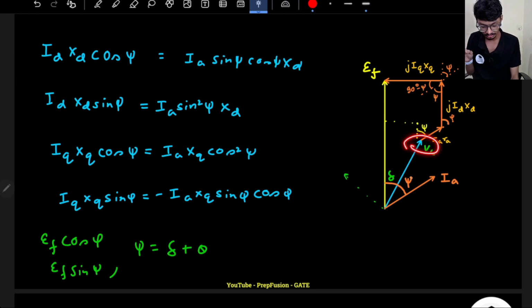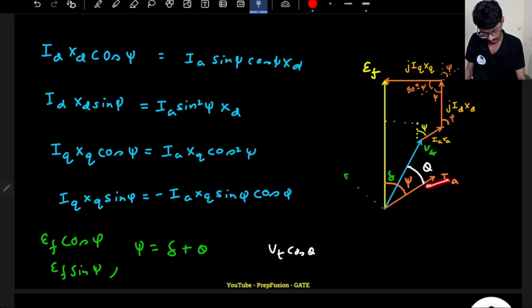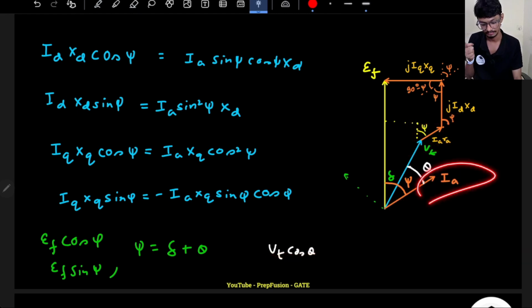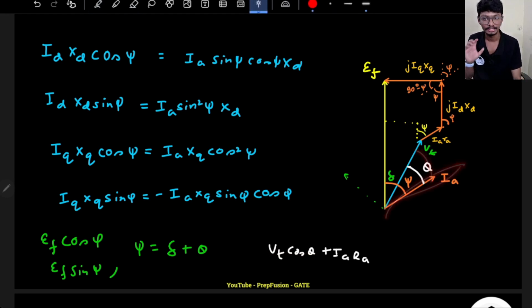Right hand side, this is what? This is Vt. This much angle is how much? Theta, right? Angle between the terminal voltage and the armature current will be theta. So one of the components will be Vt cos theta. Now I have to break down the other components. So I see this IRA is just along Vt cos theta. So this will be plus IRA directly, right? There will not be any component.